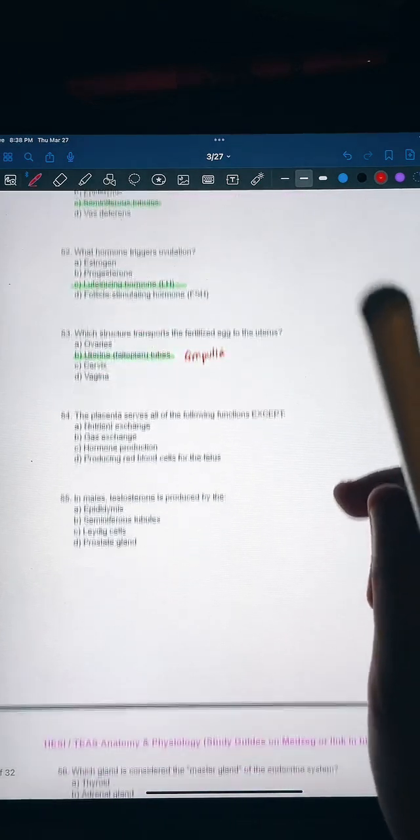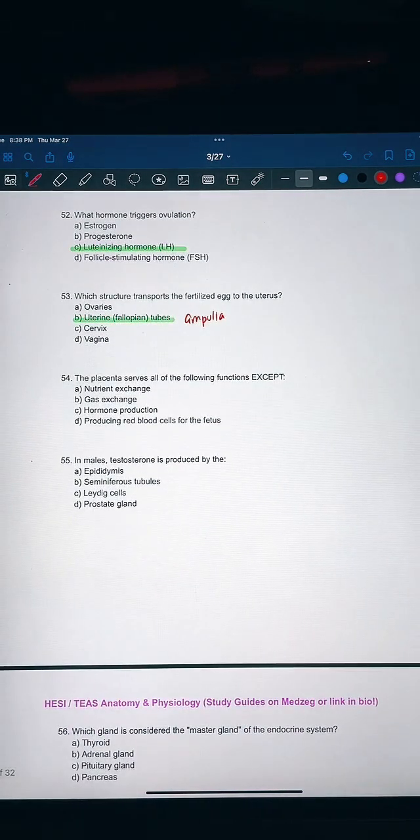And number 54, the placenta serves all the following functions except. We did some hard questions earlier today. We can talk about it a little bit after the questions, but let me know what you guys want to do.